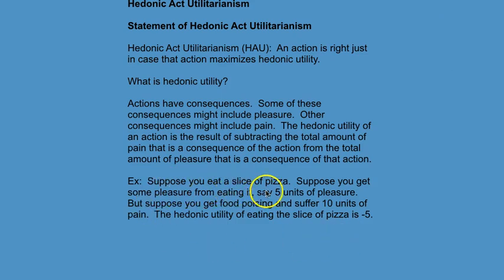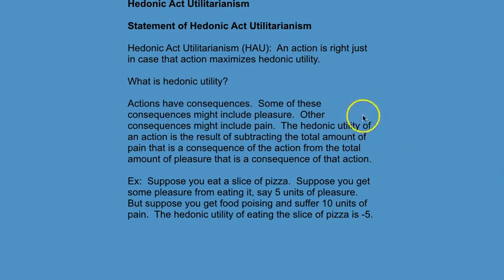Suppose you eat a slice of pizza. Suppose you get some pleasure from eating it. Say you get 5 units of pleasure from eating the slice of pizza. But suppose the pizza was moldy and you didn't notice it before you ate it, you left it out overnight, and you get food poisoning. And so you suffer 10 units of pain.